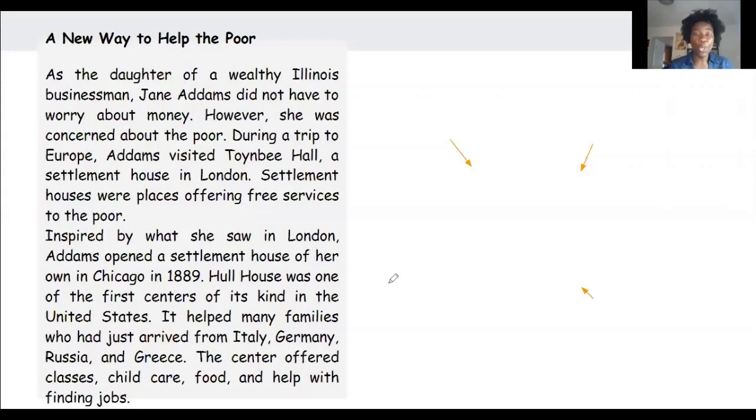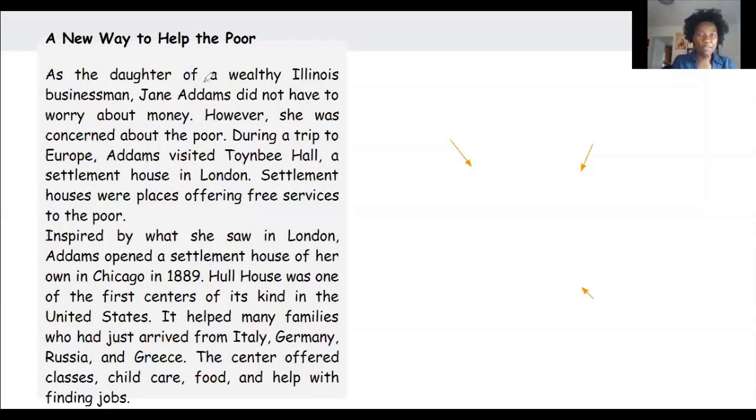I'm not sure, but I am sure that as I read each paragraph, there will be details or evidence there to tell me what the author wants me to know. A new way to help the poor. As I'm reading, I'm going to be looking for repeated words or phrases. I'm going to be looking for anything that is connected to a new way to help the poor.